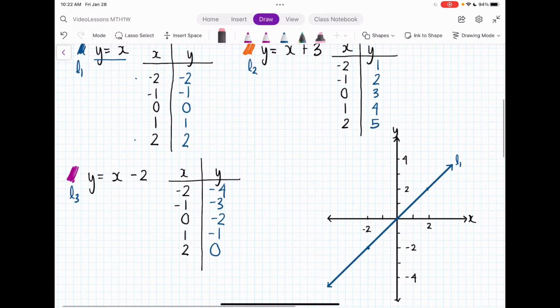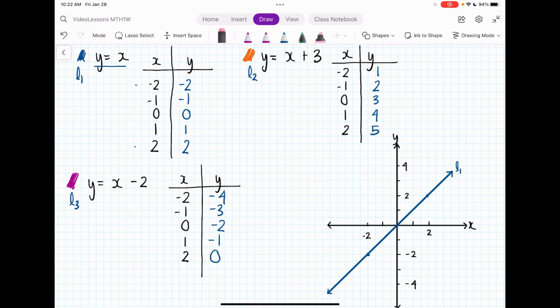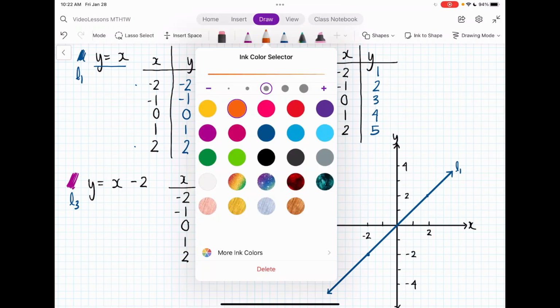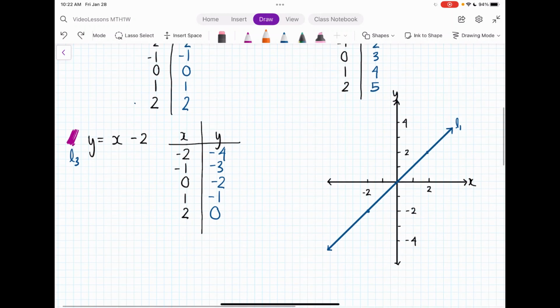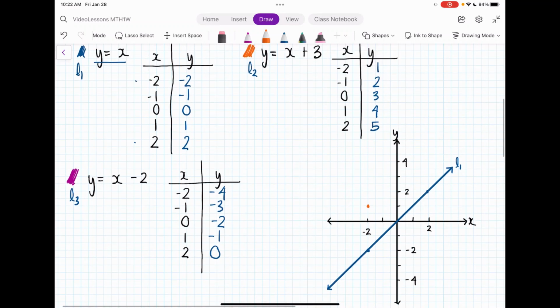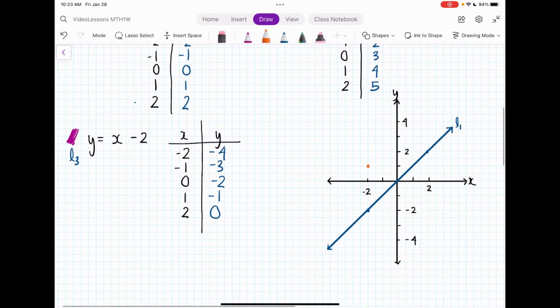Okay, so the next one is my orange graph. The first point is that one over there, and that's at -2 and 1. So I go to -2 and 1. Notice I'm using 2 squares as 1 unit because my squares are really small, and so I've spaced it out like that. And then the next point is 2 and 5. So there's 4 and that would be 5.